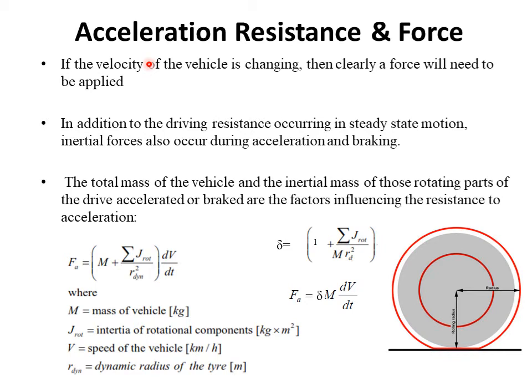And that particular force is given by the expression: the force due to acceleration is equal to m into a, where m is the mass of the vehicle and a is the acceleration. So acceleration can also be written as dv by dt. So it should actually be m into dv by dt.